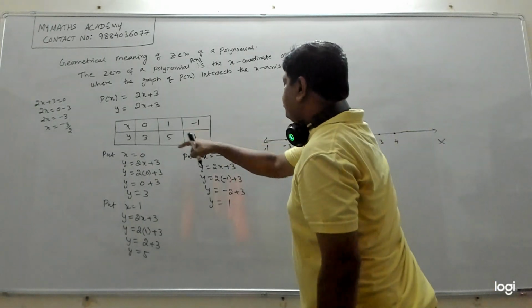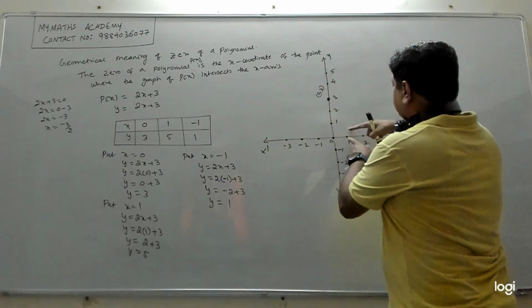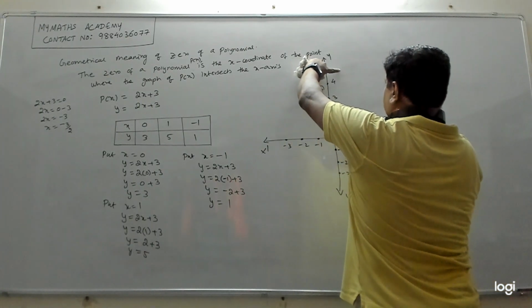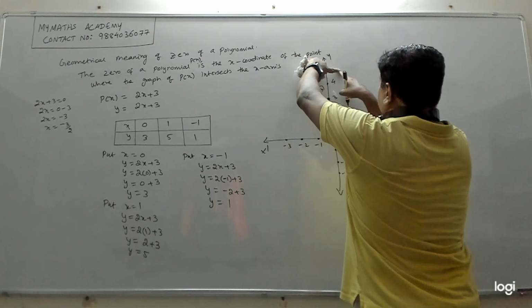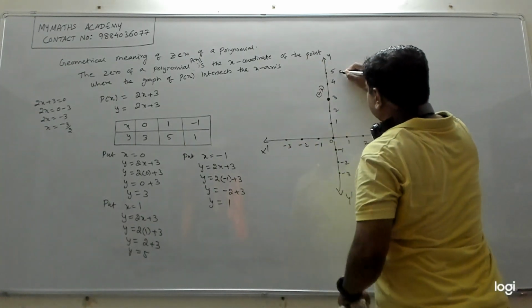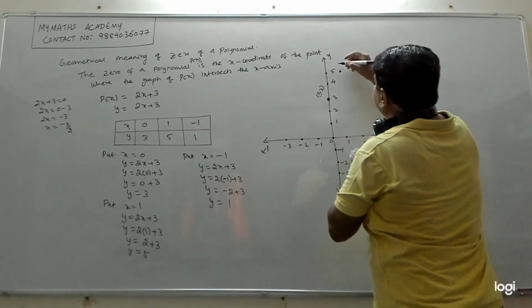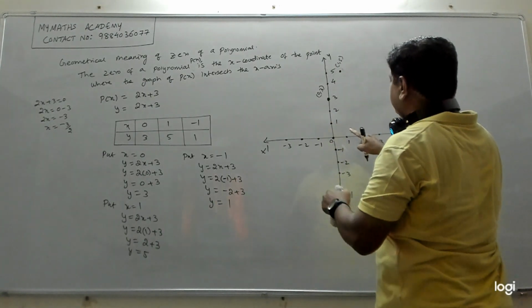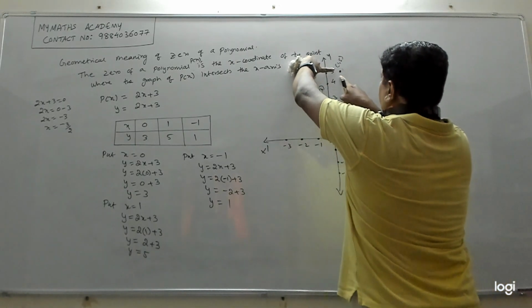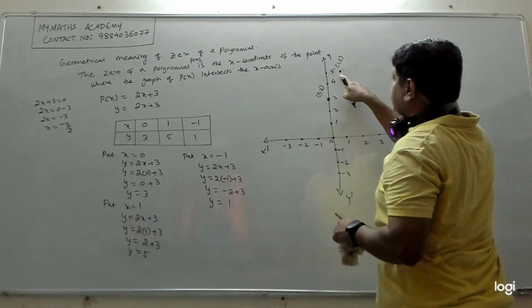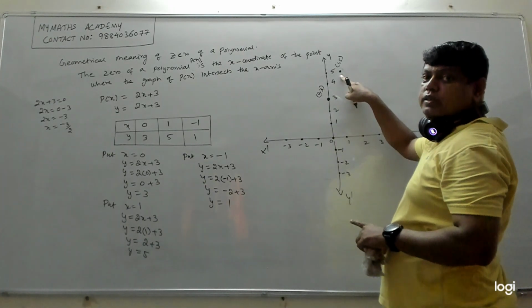Now (1, 5). 1 is here, and 5 is here. So move both the fingers, this one and this one, up. So this point is (1, 5). This is 1, and here my y is 5. Both the lines, y is 5, x is 1, they meet at this point. So this is (1, 5).